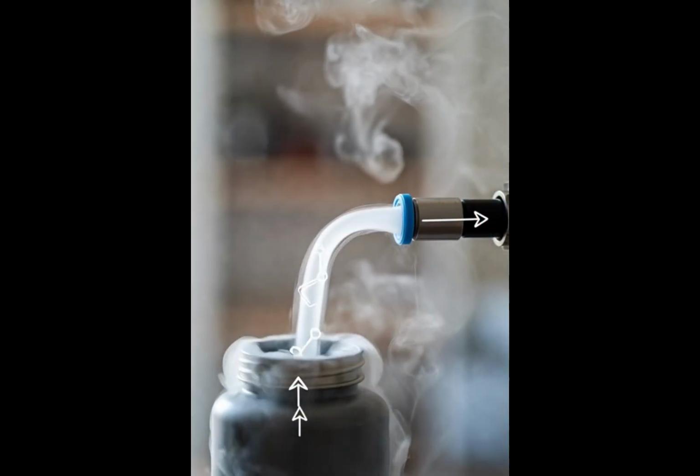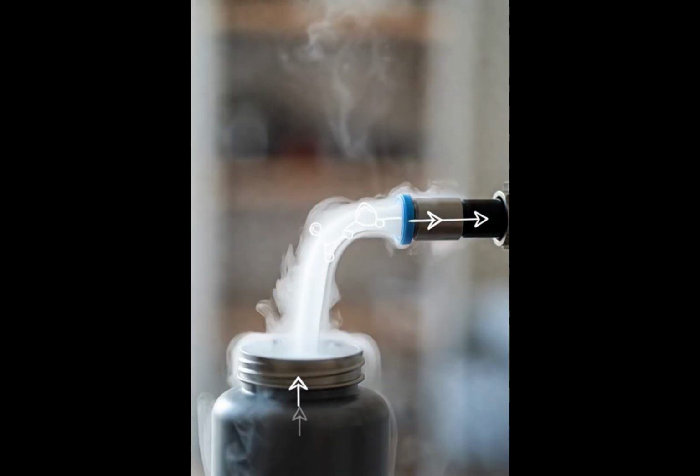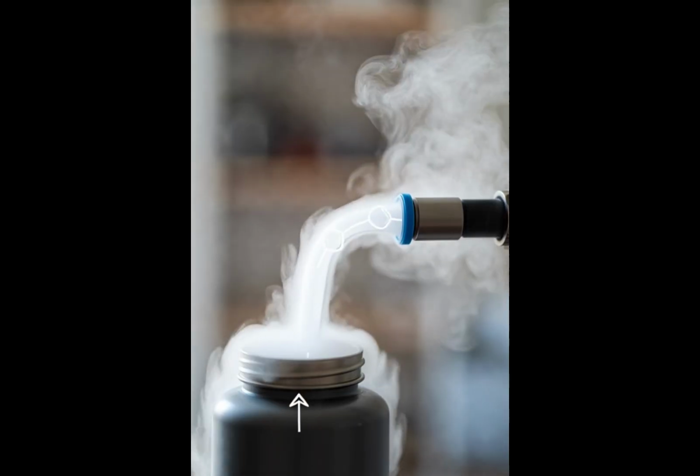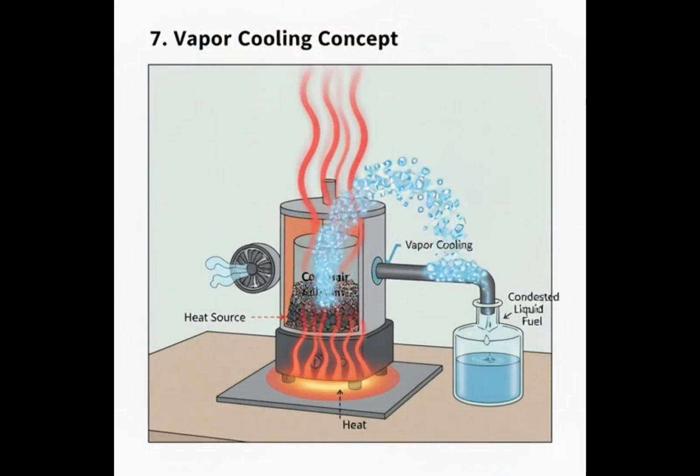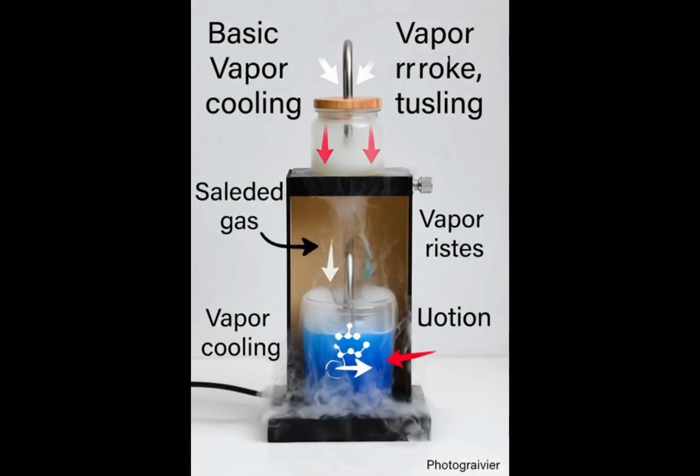6. Vapor flow path. The generated vapor moves away from the container through a simple pathway. Arrows show the direction of movement, helping visualize how the material travels through the system.